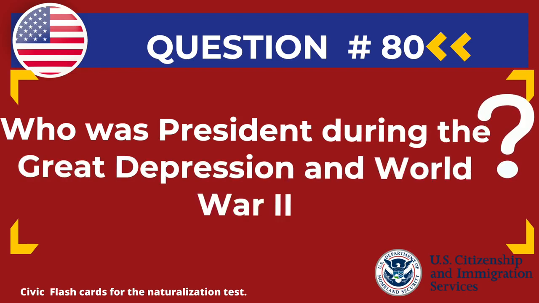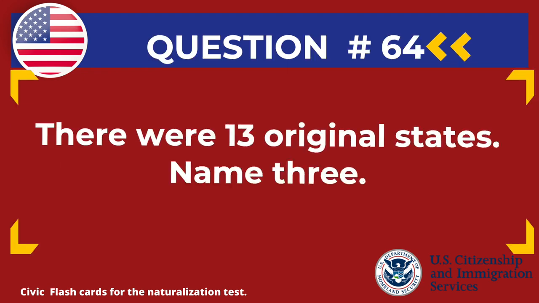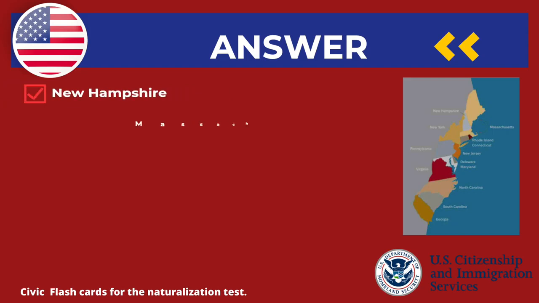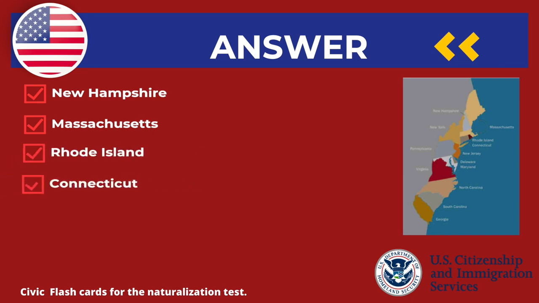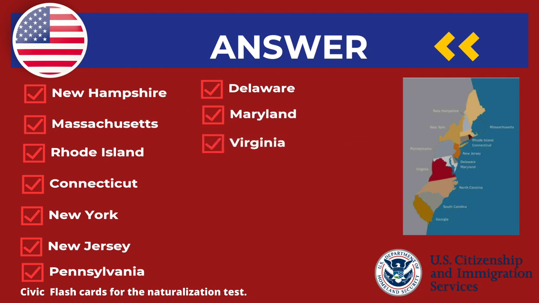Who was president during the Great Depression and World War II? Franklin Roosevelt. There were 13 original states. Name 3. New Hampshire. Massachusetts. Rhode Island. Connecticut. New York. New Jersey. Pennsylvania. Delaware. Maryland. Virginia. North Carolina. South Carolina. Georgia.